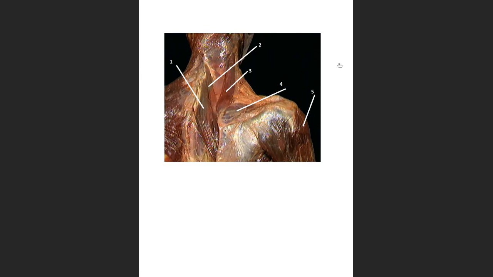Yeah, I can go. Is 1 the rhomboid major and 2 rhomboid minor? Rhomboid major and rhomboid minor, correct. And then you have 3. Is that the, I want to say levator scapulae, but is that wrong? It's not wrong. It's correct. And then we already have the deltoid. And then number 4, the muscle above the spine. That's the supraspinatus.